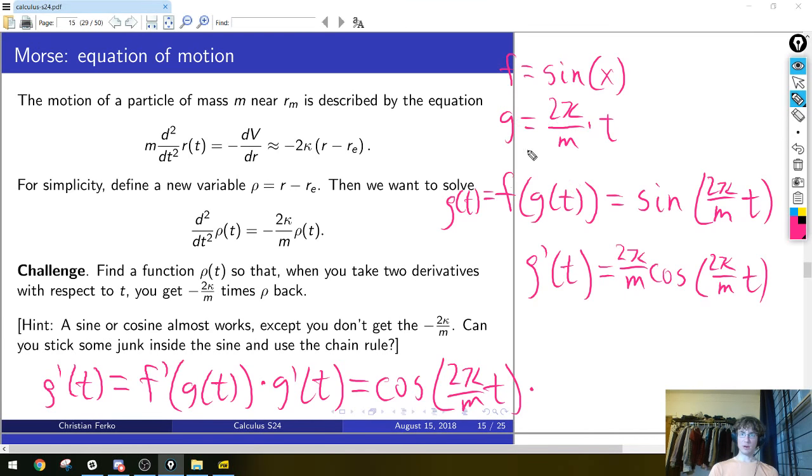What is g prime of t? G prime of t is the derivative of this with respect to t. But the derivative of this with respect to t is 2 kappa over m, right? There's no t left. If it were x, this is the derivative of 2 kappa over m x with respect to x. The power rule, this is t to the first, so you bring down 1 and subtract and get a 0, right? So there's no t left. Okay, that makes more sense.